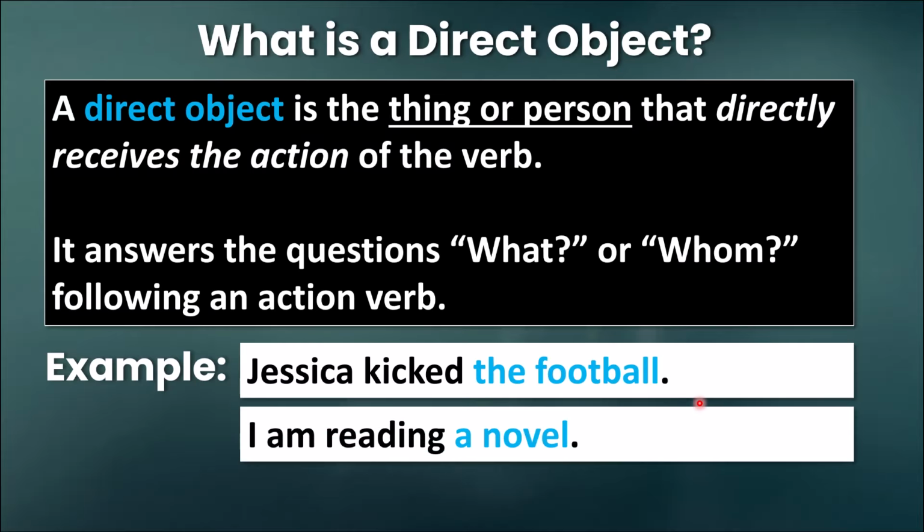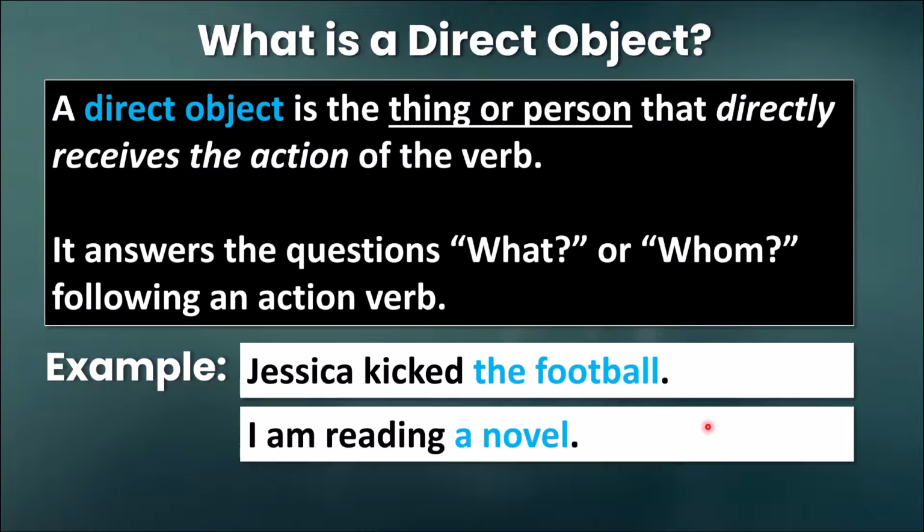Here's another example. I am reading a novel. Again, a novel is a direct object receiving the action of reading. So, what am I reading? I'm reading a novel. So, if an object can answer the question what or whom, it is a direct object.